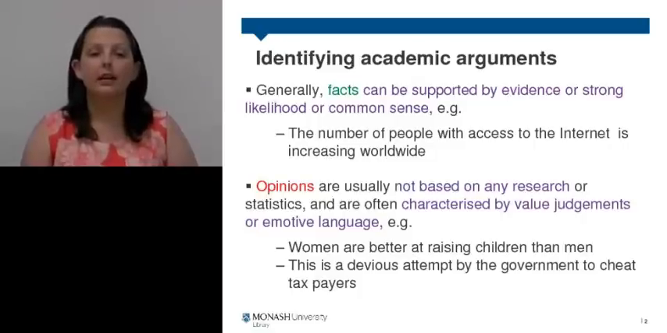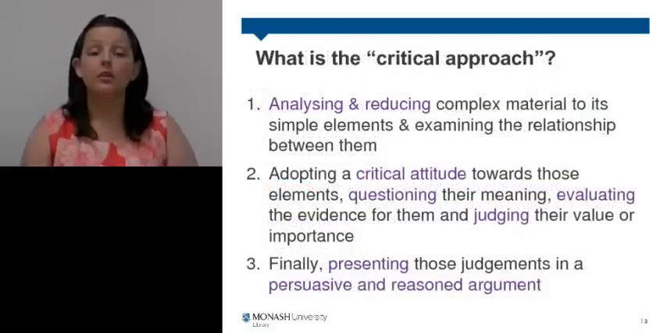By identifying the facts and opinions in an academic argument, you are able to distinguish what it is the author is trying to convince you of. Now, to do this, you need to use the critical approach. In the critical approach, you analyze and reduce complex pieces of information into their simple elements and examine the relationship between them. You adopt a critical attitude to all the elements, questioning their meaning, evaluating the evidence for each point they're trying to make, and judging the value of the importance of this. Finally, if you decide, for example, that a source is useful, you need to be able to present the judgment that you've made on that source in your assignment.